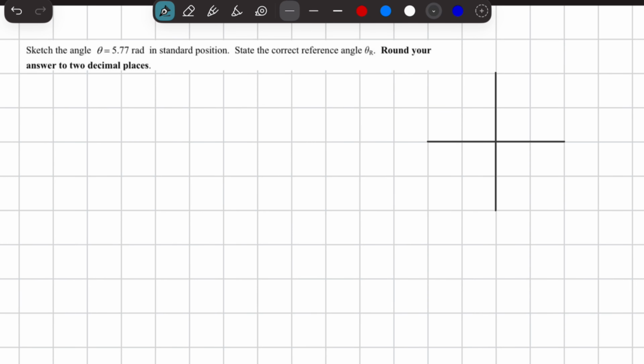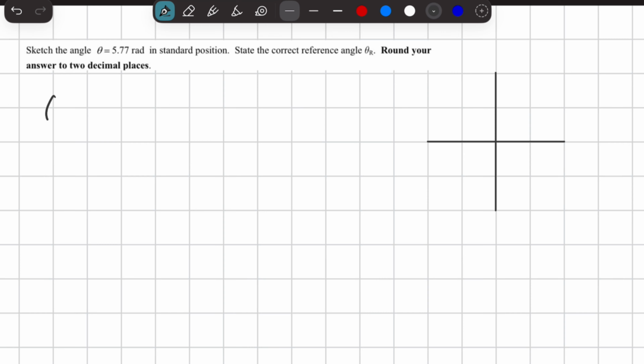Okay, welcome back. I'm going to be doing trigonometry. This is going to be part 1 of a 2 or 3 part series. We're going to be starting off mostly with radians and degrees and evaluating them, or finding reference angles and graphing them. All of these are no calculator questions, so we're going to do them without calculators.